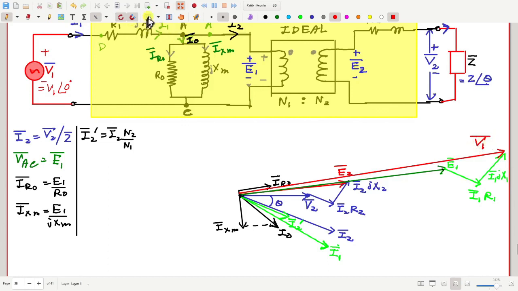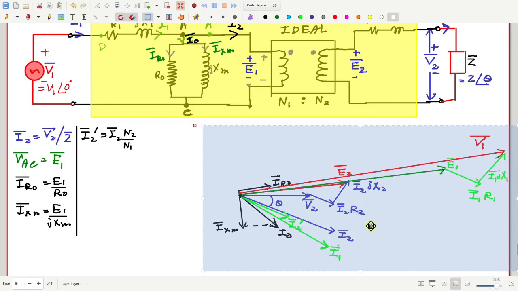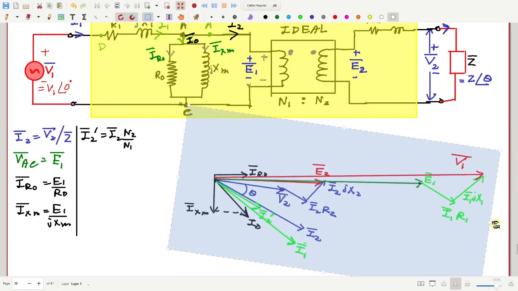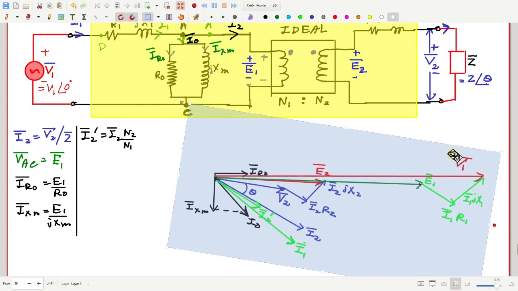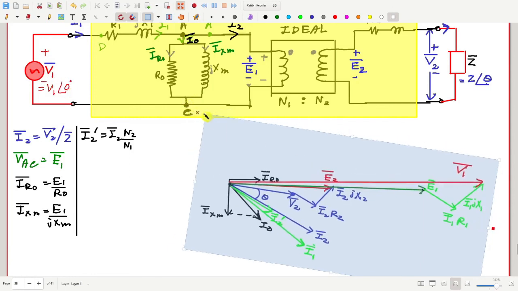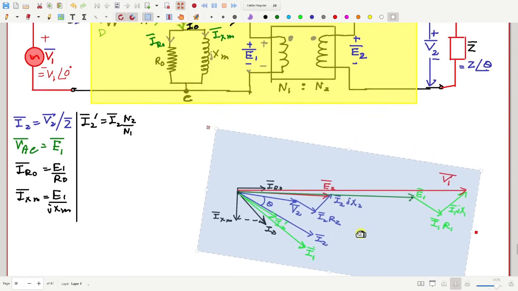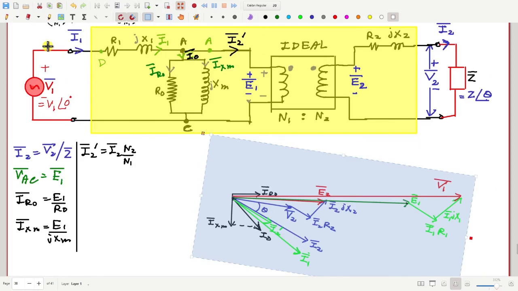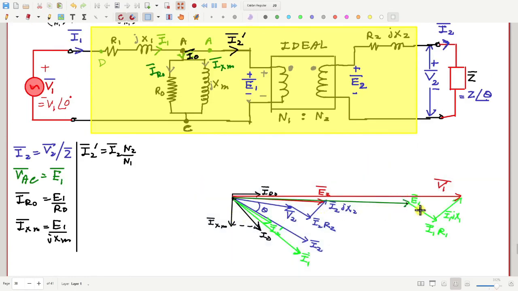Finally, once again, what I have to do is rotate it to make the angle of V1 according to the given phase angle for V1, in this case 0 degree. So I rotate it. I can also scale it up or down so that the magnitude or length of V1 is same as the RMS value of V1. Once that is done, this diagram is complete.